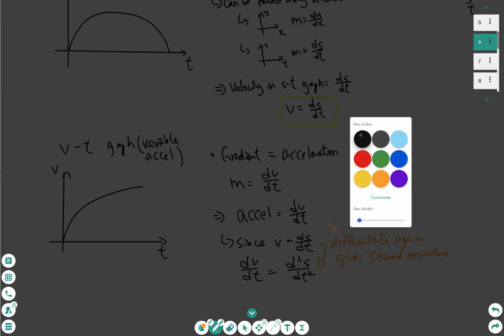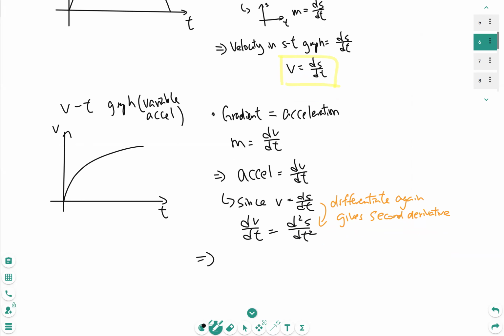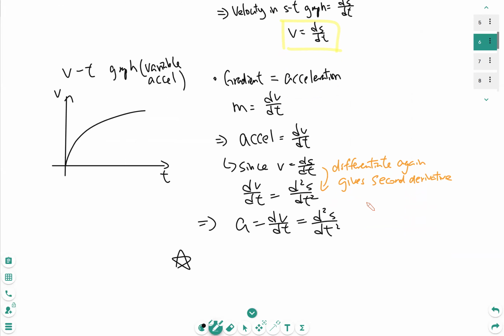Look at Pure 1 again, we mentioned the second derivative there. So what does that mean? That means a equals dv by dt, but dv by dt also equals d squared s over dt squared. That means if you differentiate twice, it gives you acceleration. So ultimately, a equals dv by dt, or a equals d squared s over dt squared. In normal maths mechanics, not further maths, we normally use dv by dt. You rarely use the second derivative.